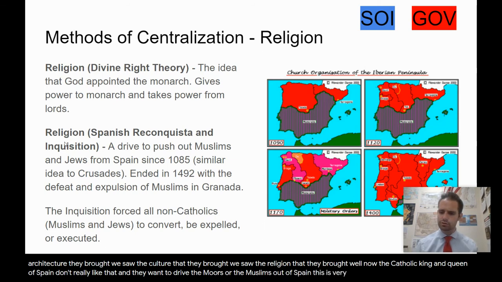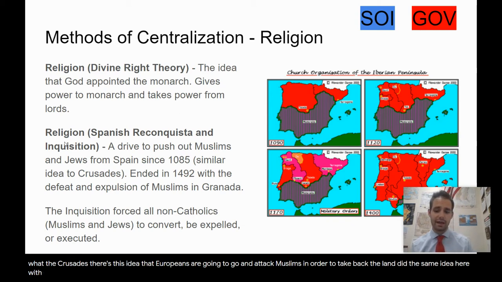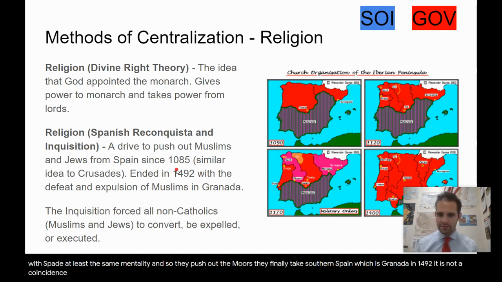This is very similar to the Crusades. So remember, with the Crusades, there's this idea that Europeans are going to go and attack Muslims in order to take back the land that's supposed to belong to Catholics. Kind of the same idea here with Spain, at least the same mentality. And so they push out the Moors. They finally take southern Spain, which is Granada, in 1492. It is not a coincidence that Columbus sails for Spain in 1492.